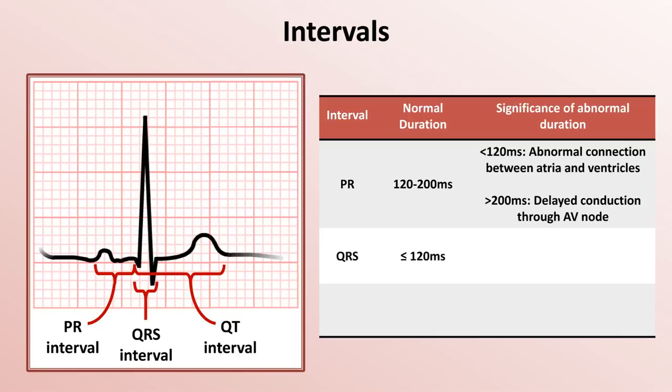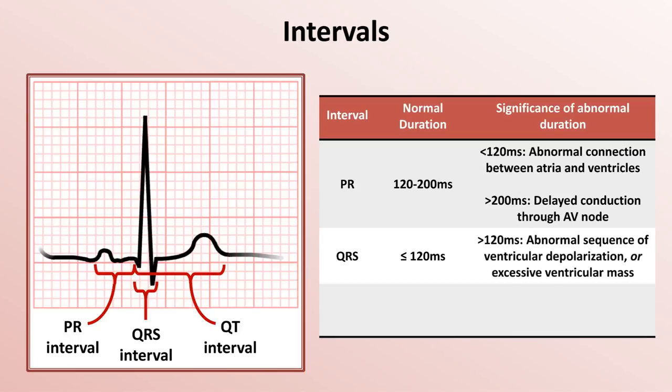The normal QRS interval is less than or equal to 120 milliseconds. An interval greater than 120 implies an abnormal sequence of ventricular depolarization or excessive ventricular mass.